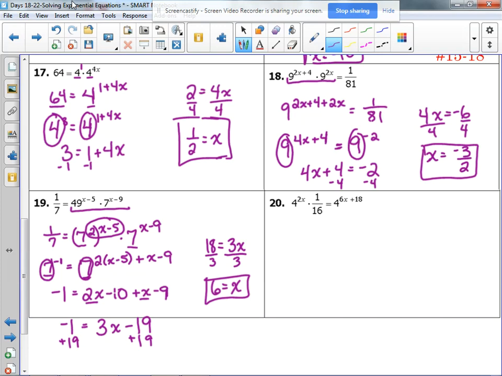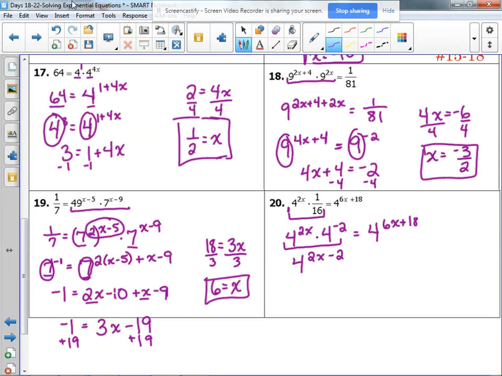Okay, one more. Let's do number 20. Same thing. We have two terms here on the left side. We're multiplying. They don't have the same base, so they need the same base. 1/16 is 4 to the negative second. 4 squared is 16, but it was in the denominator, so it's 4 to the negative second. Now we have the same base, so we can add those exponents.